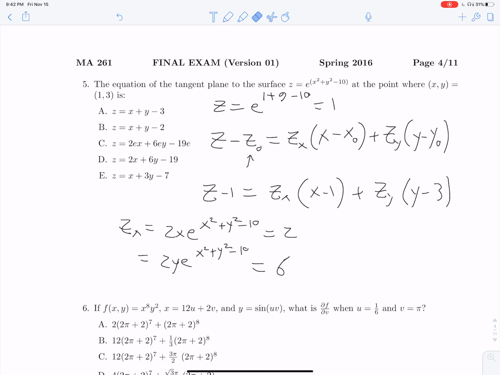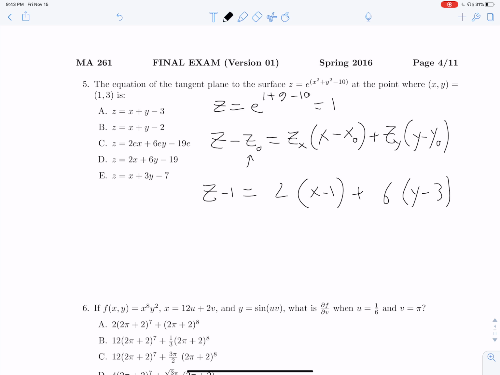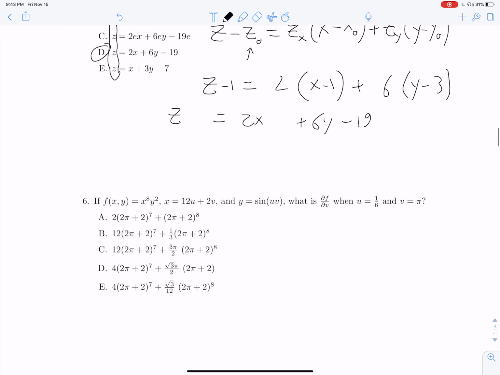So now we can make a little more space and do some replacing. So we know that z_x is 2 and z_y is 6, and now we can solve. So z minus 1 equals 2x minus 2 plus 6y minus 18. Okay, adding 1 to each side, because we see that our answers are all in terms of z equals over here, we will get minus 19. And z equals 2x plus 6y minus 19 is an answer choice.